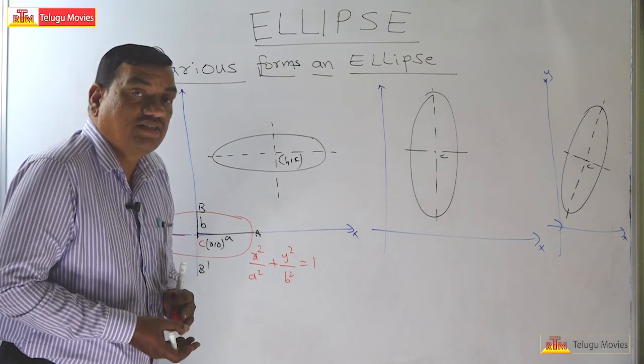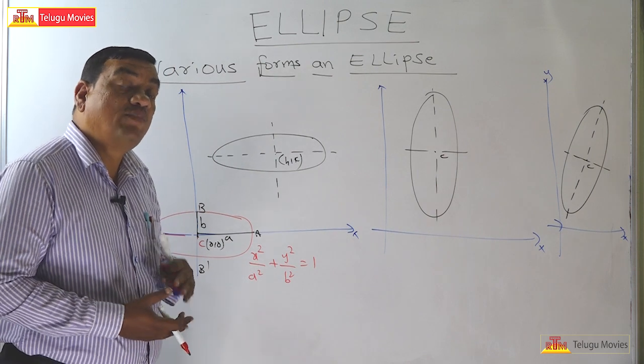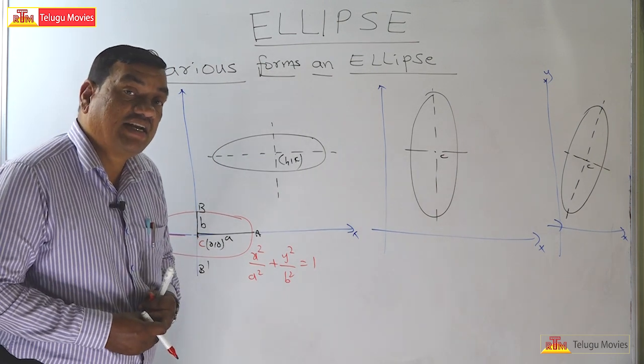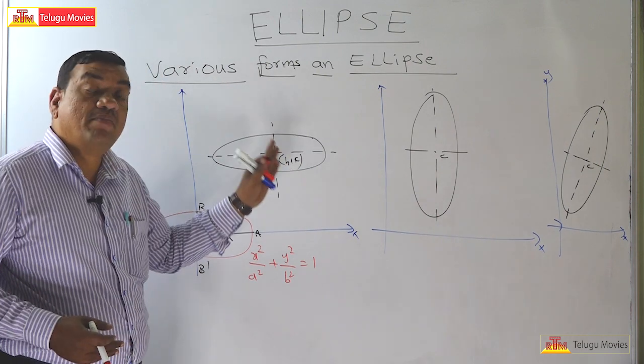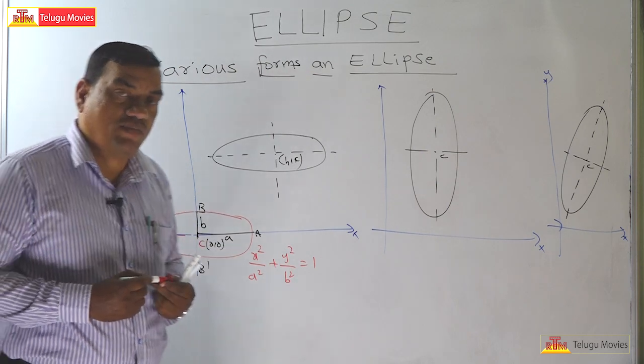What are the coordinates of foci and vertices? What are the coordinates of the endpoints of the minor axis? What are the coordinates of the latus rectum? What are the equations of the major axis and minor axis, and how to remember all those formulas?